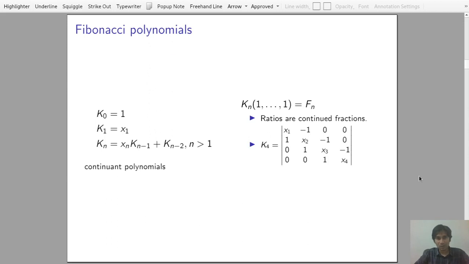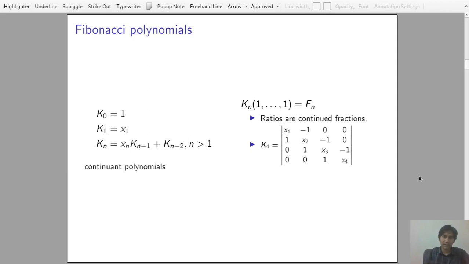This family of polynomials also has other interesting properties, such as the ratio of these polynomials are continued fractions, and each polynomial in this family can be expressed as the determinant of a tridiagonal matrix. For example, here I show how to express K4 as the determinant of a tridiagonal matrix of order 4.